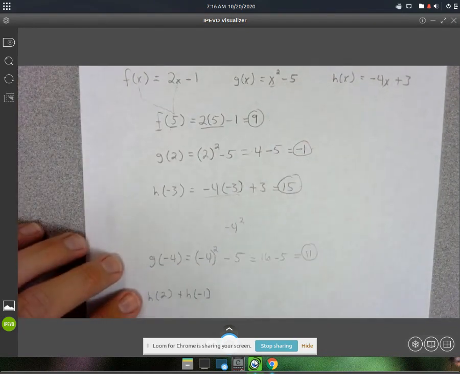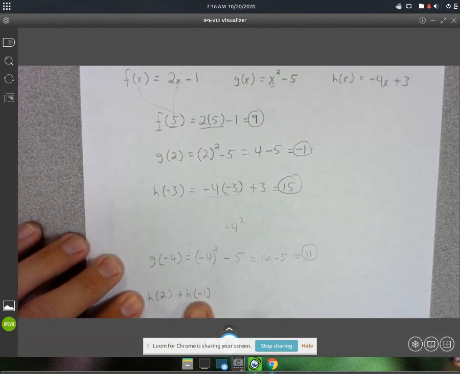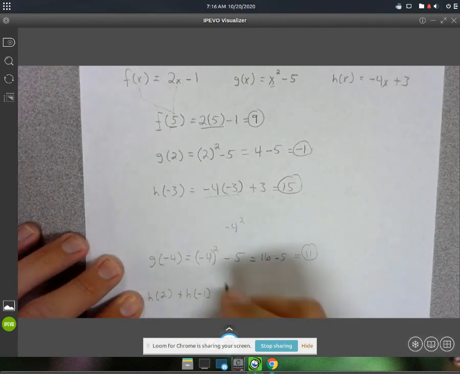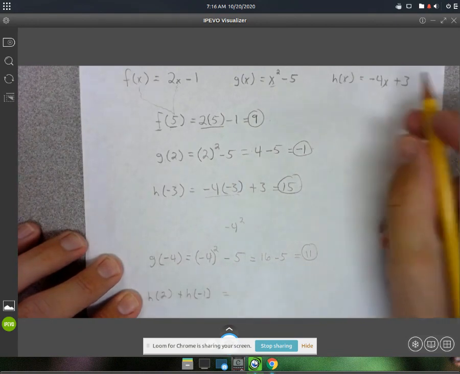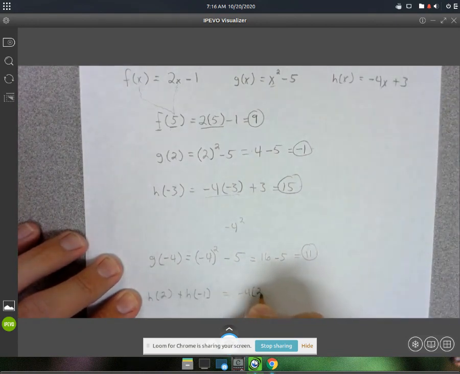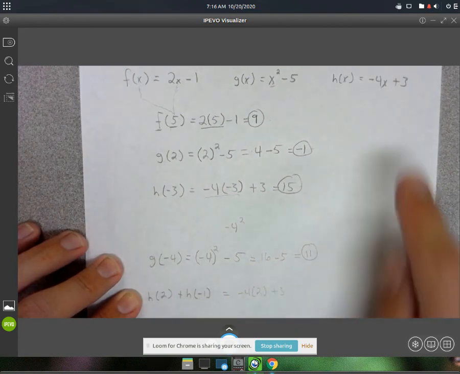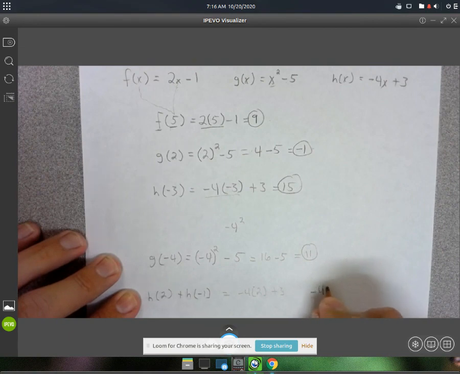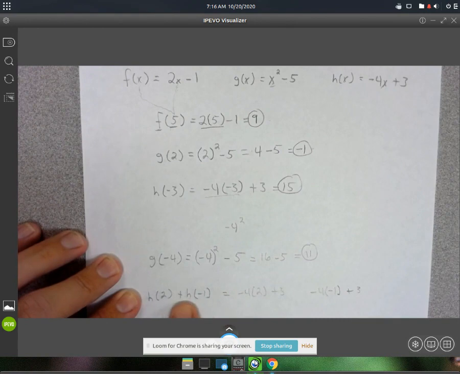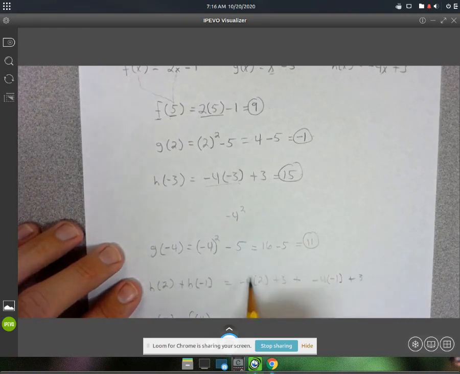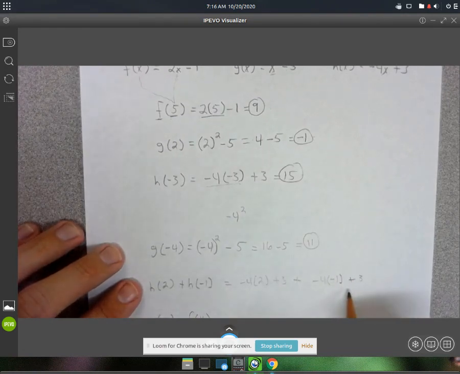Okay. Here we've got h of 2 plus h of negative 1. So we got to do basically 2 evaluations and then add them together. All right, so h of 2 is going to be negative 4 times 2 plus 3. And then h of negative 1 is negative 4 times negative 1 plus 3. And then don't forget we're adding them, so there's got to be a plus sign here. All right, so if you wanted to, you could just evaluate this and then evaluate that, and then add them together.